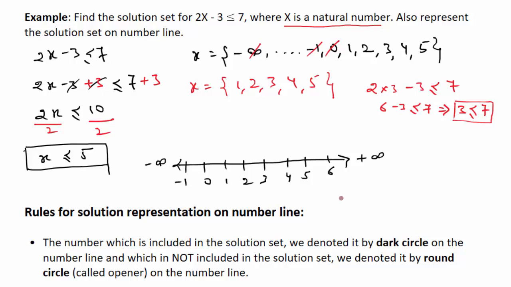Now to represent the solution set on the number line, we need to follow certain rules, and the rule is: the number which is included in the solution set, we denote it by a darker circle on the number line, and the numbers which are not included in the solution set, we will denote by a round circle. So we know that 5 is included in our solution, so we will mark that with a darker circle. 4 is again included, so darker. 3 is again darker. 2 will be also darker, and 1 will be also darker. So this is how we represent the solution set on the number line.